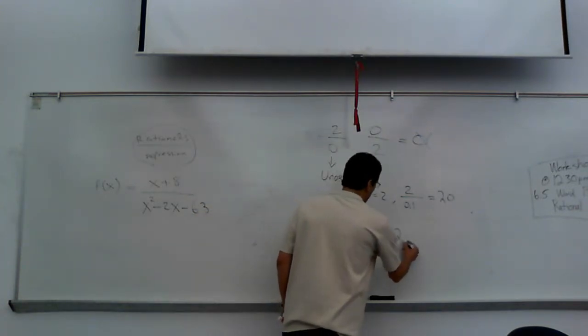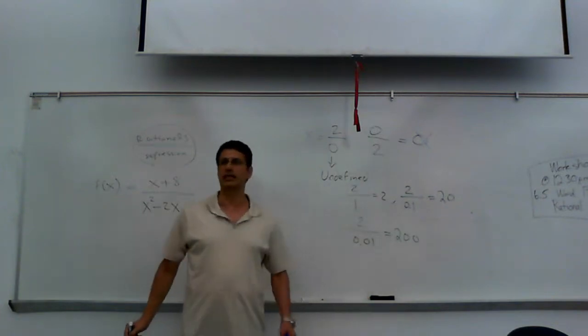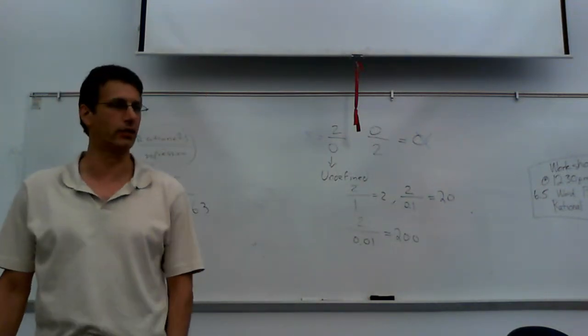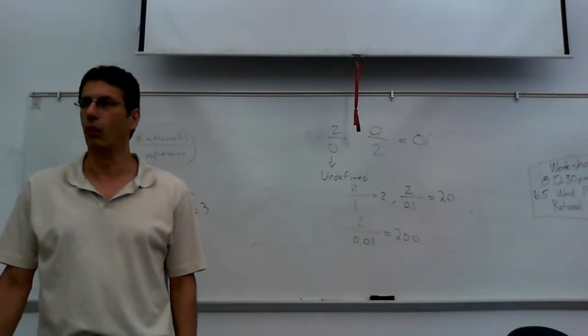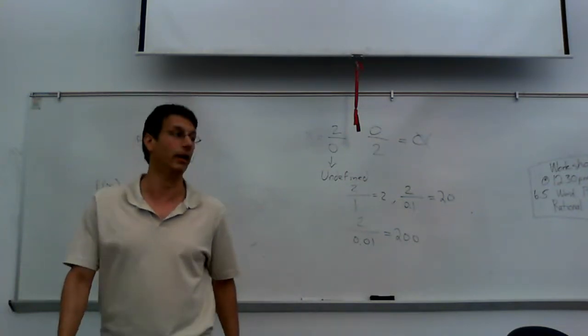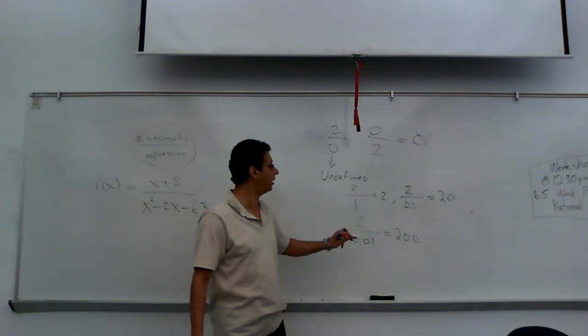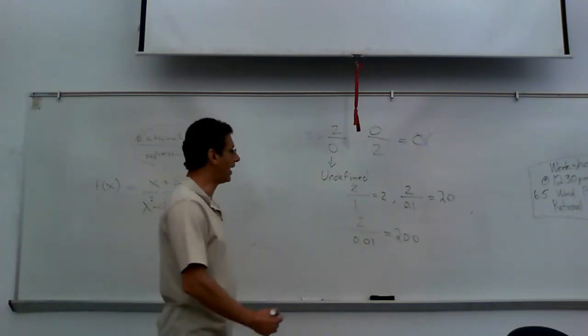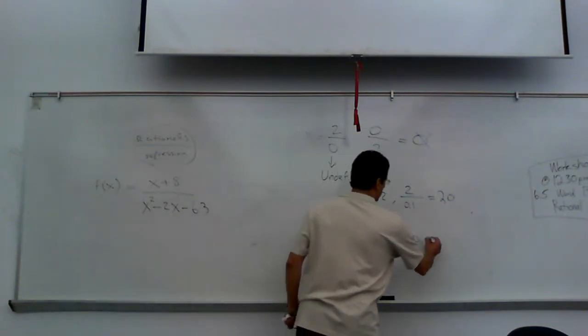200. So what's happening? Anybody can detect the trend here. I'm keeping the numerator fixed. I'm not changing it, right? What am I doing to the denominator? I went from 1 to 0.1 to 0.01, and I can continue. In fact, let me just pick one more.